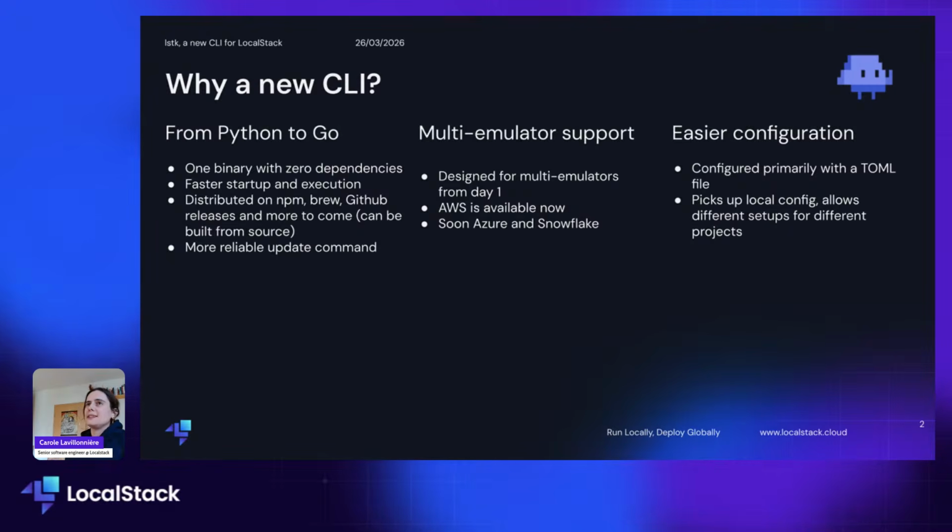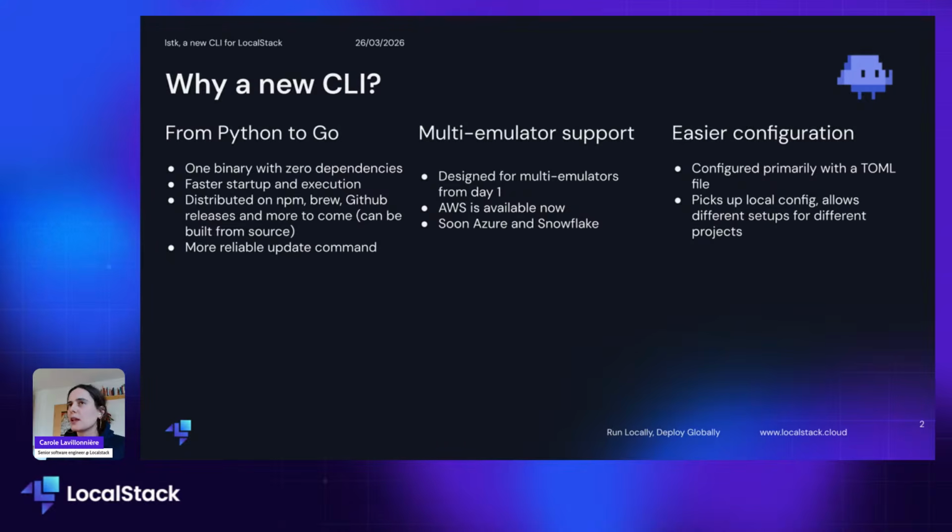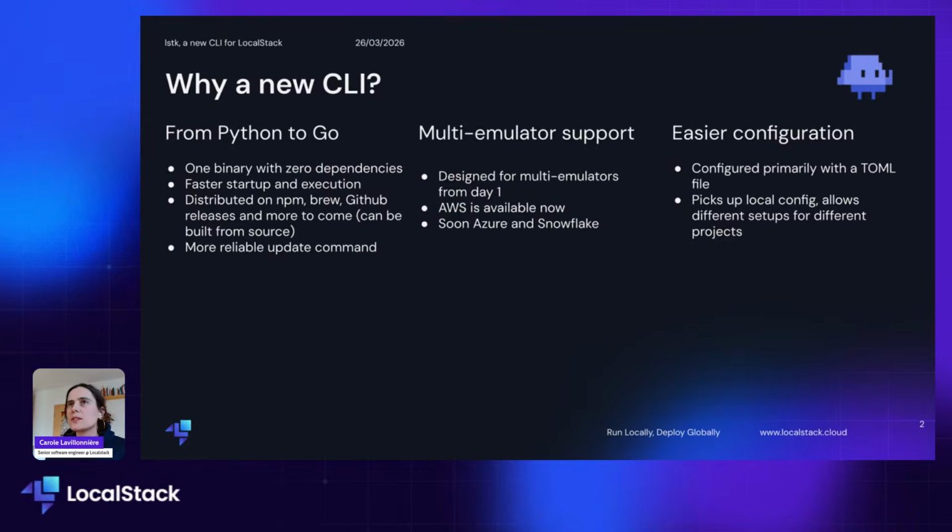Then we designed it to work for multi-emulators from day one. So by emulator, I mean you are mostly familiar with the AWS emulator we built, but we also have a Snowflake emulator, and there will be an Azure emulator coming soon. So we want the CLI to work. Maybe you have infrastructure that's using both Snowflake and AWS, and you want to be deploying your resources on those two emulators. Without needing to choose one or another, which was like the big problem with the legacy CLI.